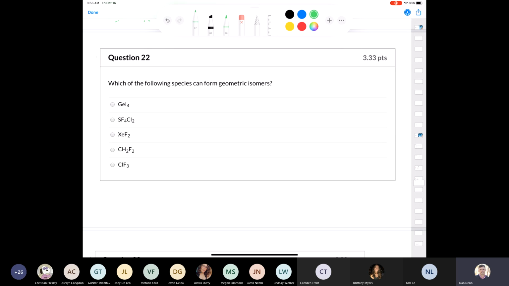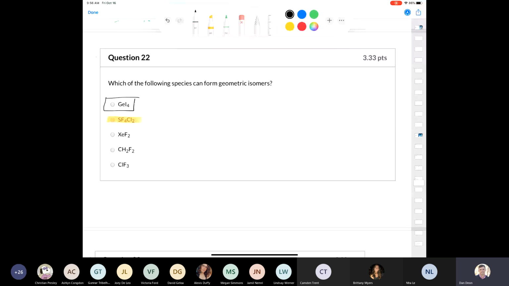They're going to have different physical properties because they'll have a different dipole. And let me try to explain this one to you the best I can. I'll tell you right away that the answer is this one here, SF4Cl2. Let me exemplify why the first one doesn't have geometric isomers.